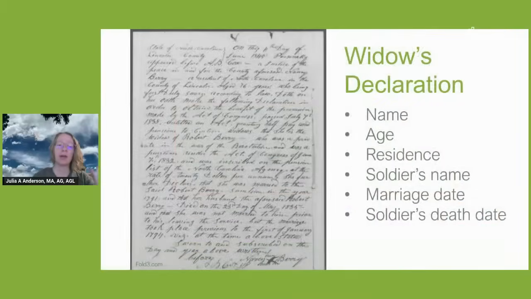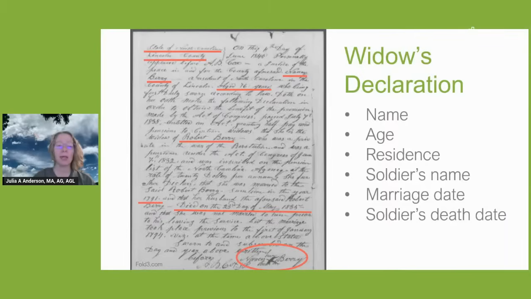Nancy Berry's pension file also includes her declaration, which states that her name was Nancy Berry. She was 76 years old on June 4th, 1845. She lived in Lincoln County, North Carolina. She was the widow of Robert Berry, who fought in the War of the Revolution and whom she married in 1791, and who died on May 23, 1835. Nancy signed with her mark, showing that she may have been unable to write due to illiteracy or perhaps infirmity.